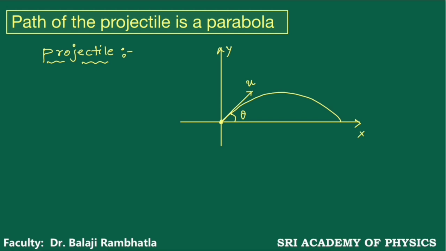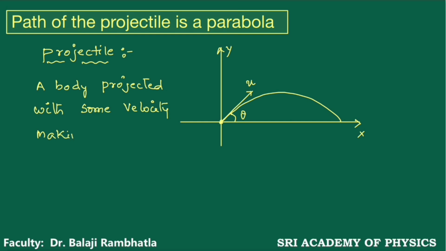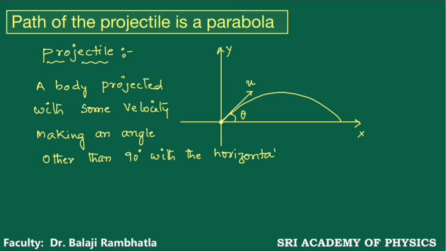So now, how to define the projectile? A body projected with some velocity, making an angle other than 90 degrees with the horizontal axis, is known as a projectile.